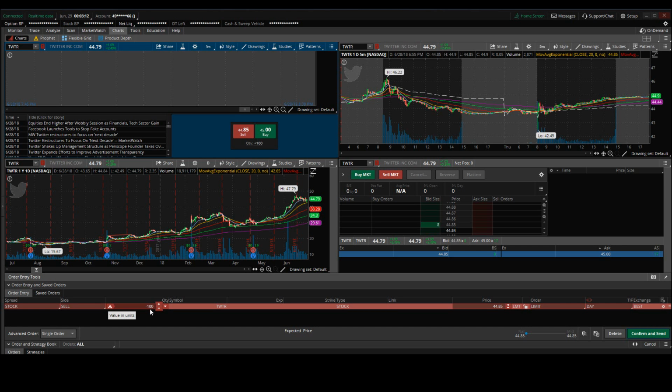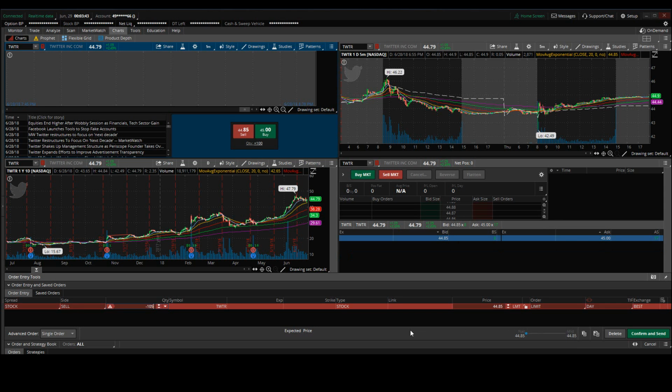Now, make sure this is the correct amount that you want to sell, because if you are selling more than what you actually own, it will end up being a short. So if you have 100 shares and then you come in here and you accidentally type in 105 shares and you come over here and you confirm this and send it and it fills, you now have a short of 5 shares.